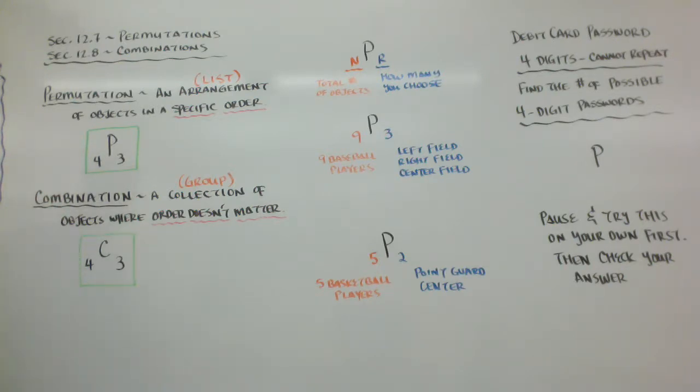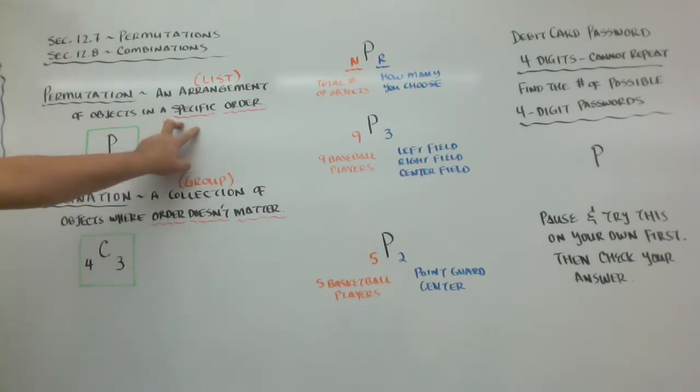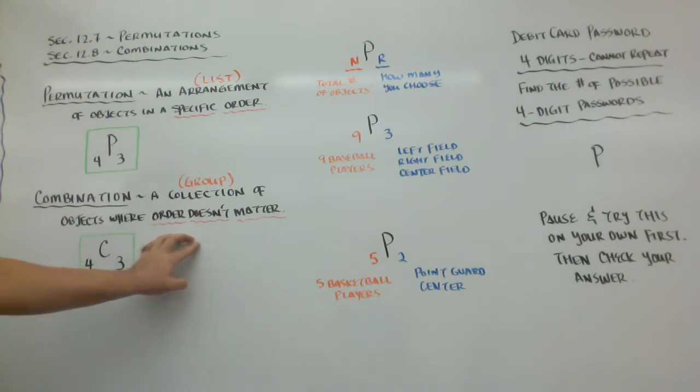So permutations. They're an arrangement or a list of objects in a specific order. So in a permutation, the order does matter. Combinations is just a group or a collection of objects where order doesn't matter. So again, order matters for permutation. Combination is just any combination of whatever you want.